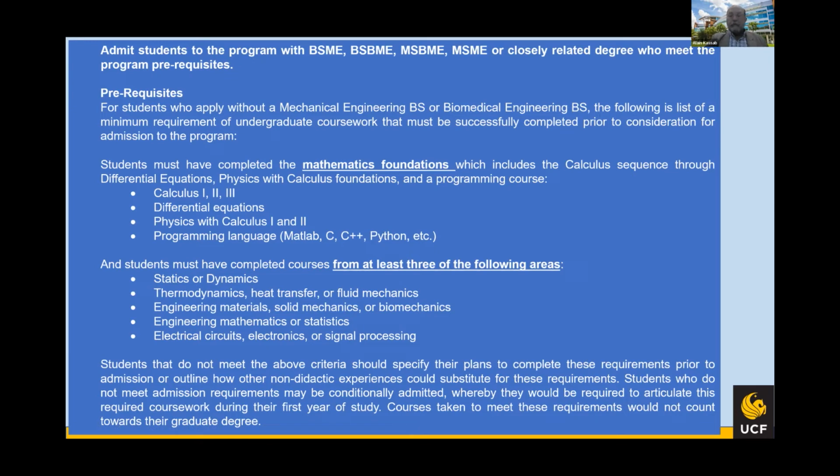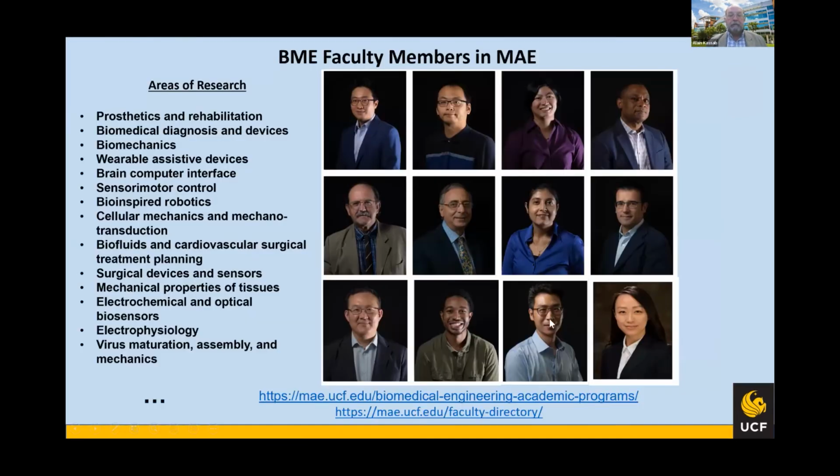So if students don't have this kind of background, then we expect them to explain how they will meet these requirements. These courses do not count towards the graduate degree satisfaction. There are 12 of us in the department who support the research and the academic program. Listed here is a laundry list of research areas that we all are involved in.